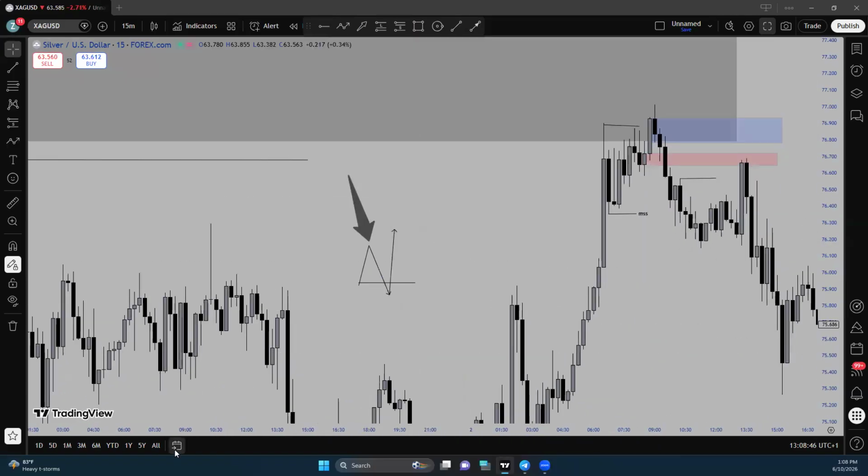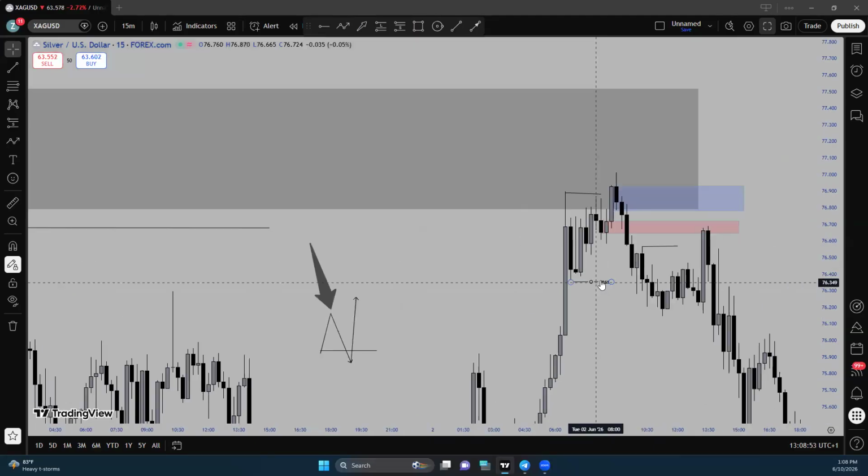The same thing happened when we wanted to see market tap into our area of interest, which is the high time frame supply zone here. So you see, when we go back to the lower time frame, we got our market structure shift, and this low is a liquidity because this is the high of the low. And now market comes back and takes out the high. Can you see?